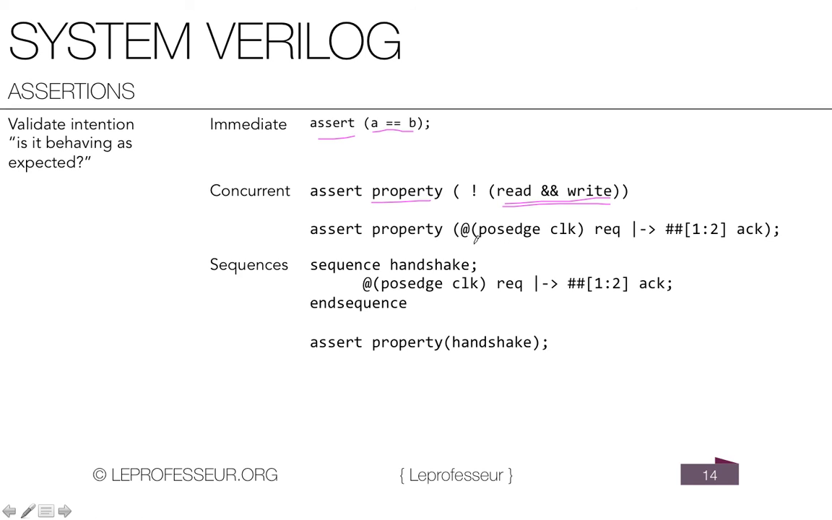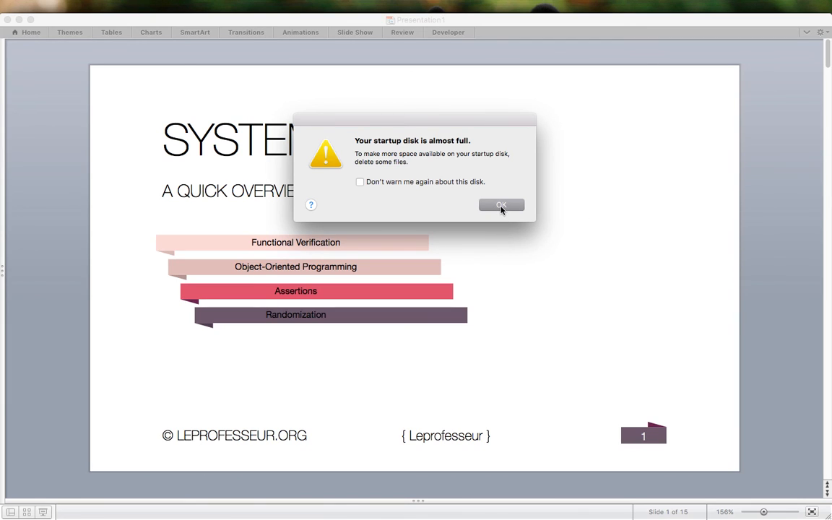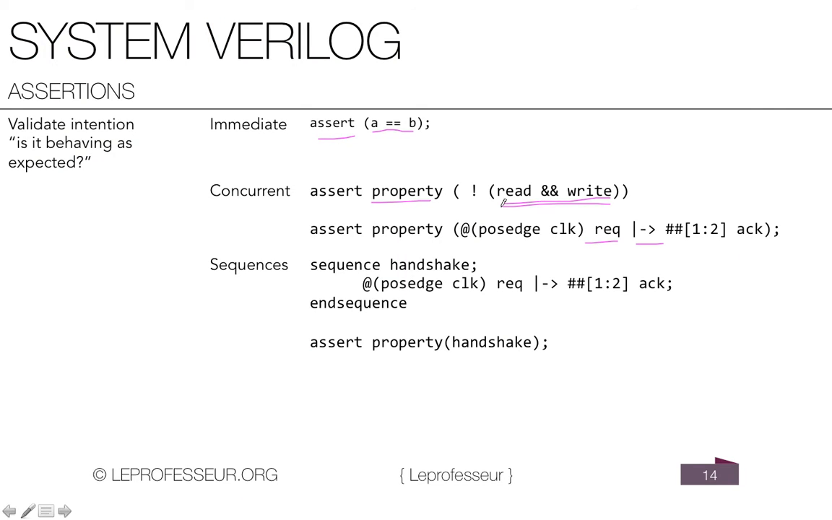You can write more complex properties, say at the passage of the clock. If the request is asserted, then by using the hash sign in acknowledgement, you're making sure that acknowledgement comes after 1 to 2 clock cycles after your request is asserted.